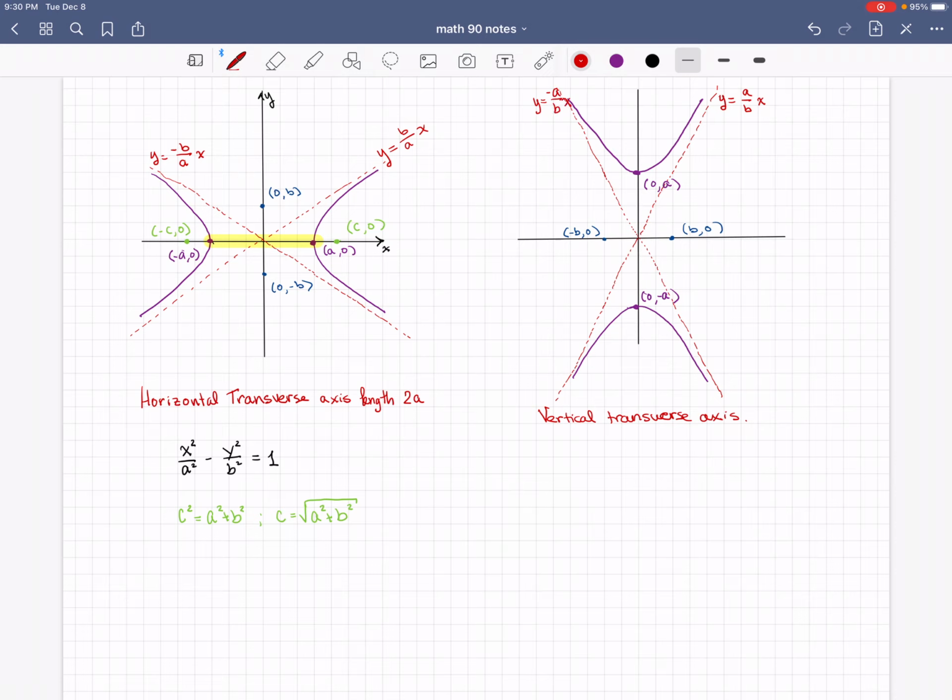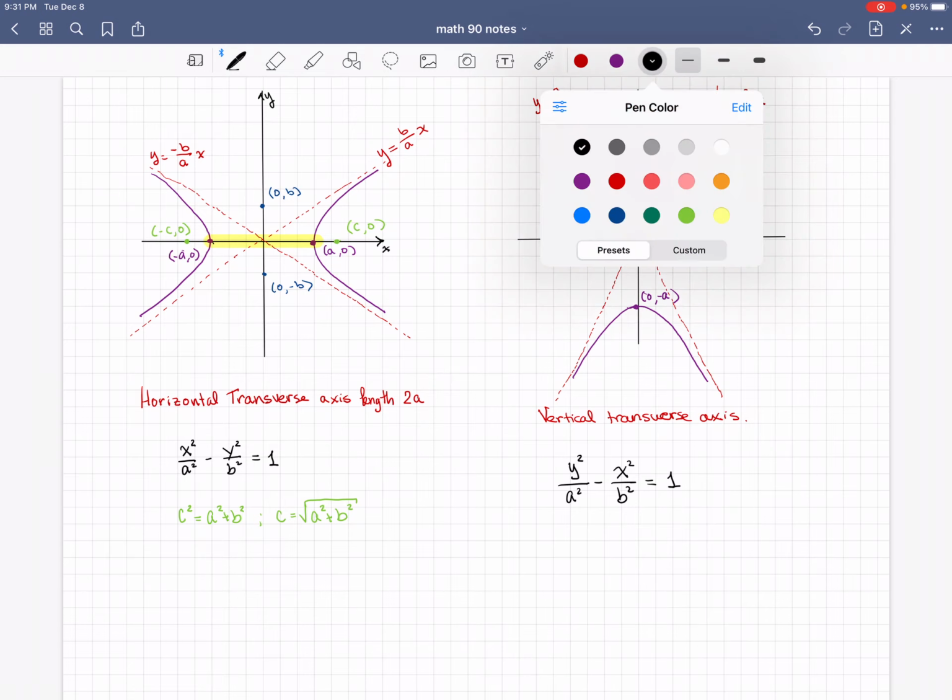You'll notice that the equation lines up with what we would expect, because everything is the same, just with the roles of x and y switched. So this time it's y squared over a squared minus x squared over b squared equals 1.